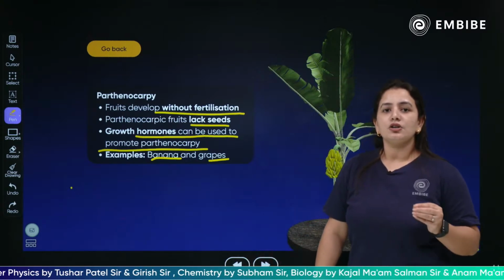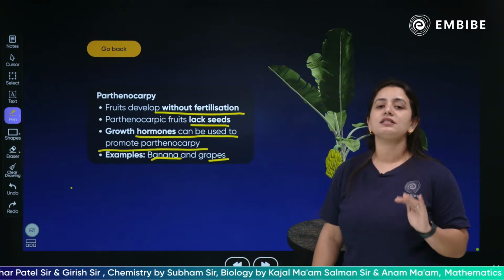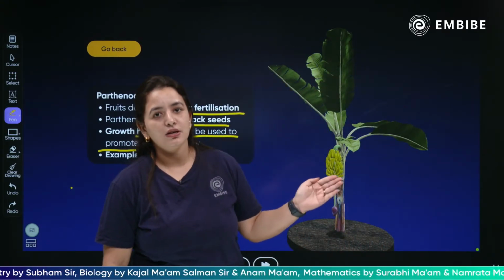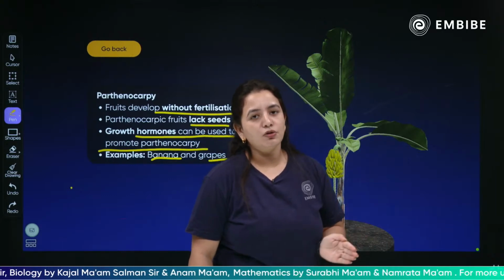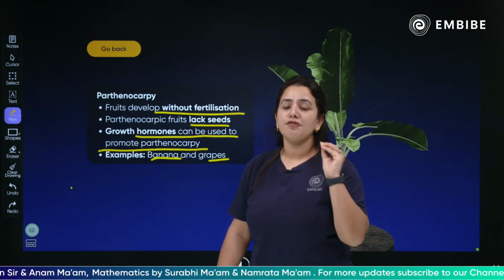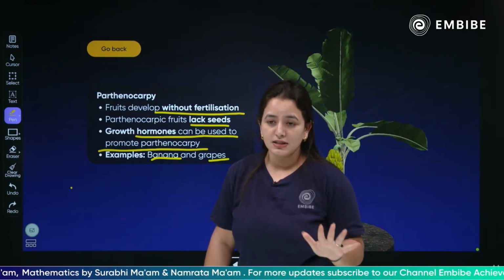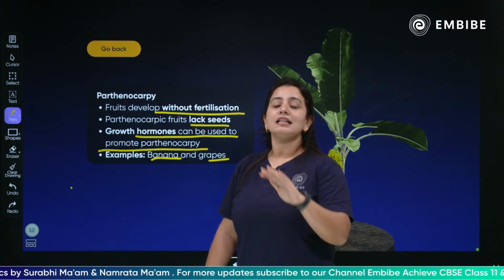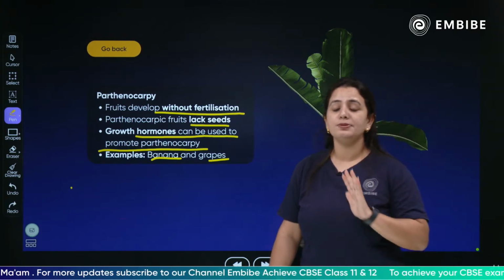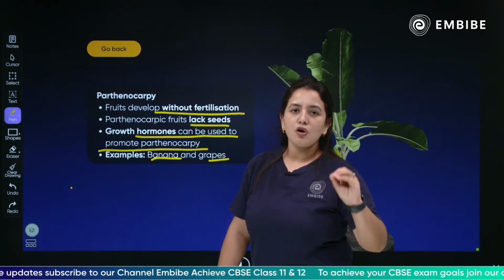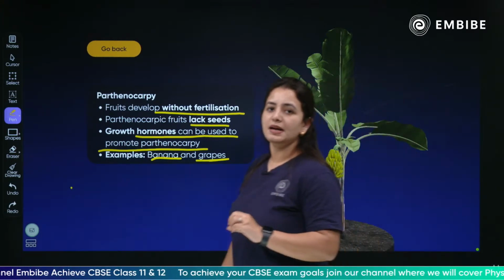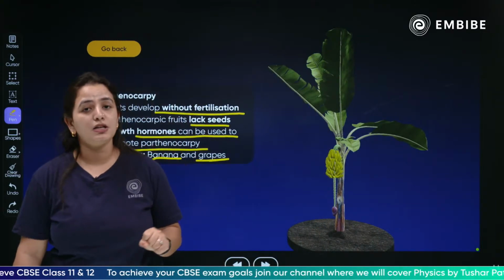Talking about parthenocarpy, there are certain fruits which do not involve fertilization. Parthenocarpy is the formation of the fruit without fertilization, without the fusion of gametes. In such fruits, children, there is no seed formation, absence of seed is there. The examples of parthenocarpic fruits are banana and grapes.